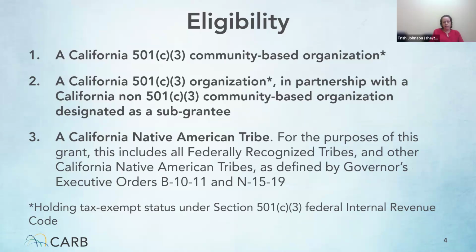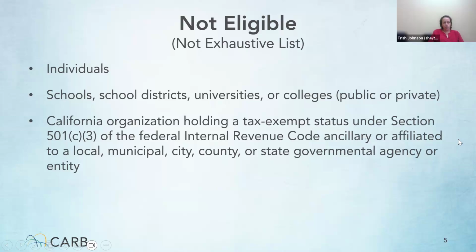For the purposes of this grant, this includes all federally recognized tribes and other California Native American tribes as defined by Governor's Executive Orders B-10-11 and N-15-19. Not eligible for funding are individuals, schools, school districts, universities, or colleges, public or private, California organizations holding a tax-exempt status under Section 501c3 of the Internal Revenue Code, ancillary or affiliated to a local municipal, city, county, or state governmental agency or entity. This list is not exhaustive.